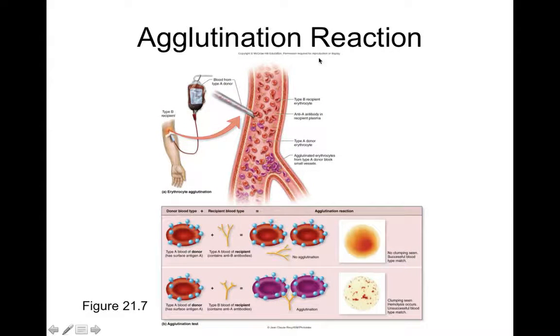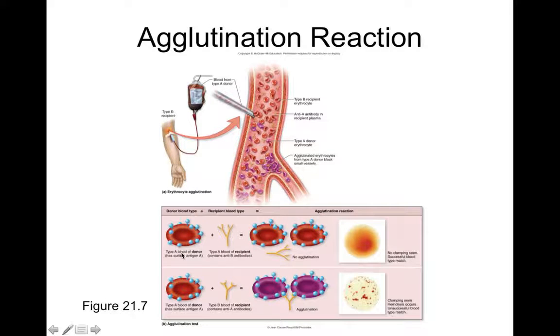Now, these agglutination reactions occur during, let's say a mismatch, like an improper blood transfusion. So the example here is that we have type A donor blood, okay? And this is given to someone who also has type B. I'm sorry, take that back. We have a donor with type A blood and a recipient with type A blood.